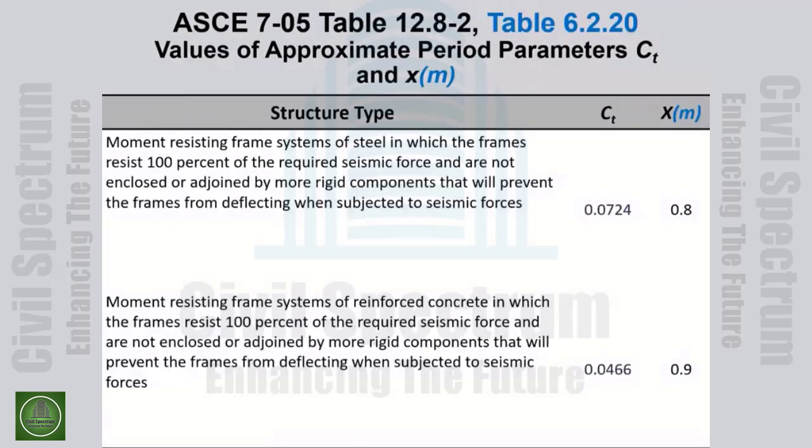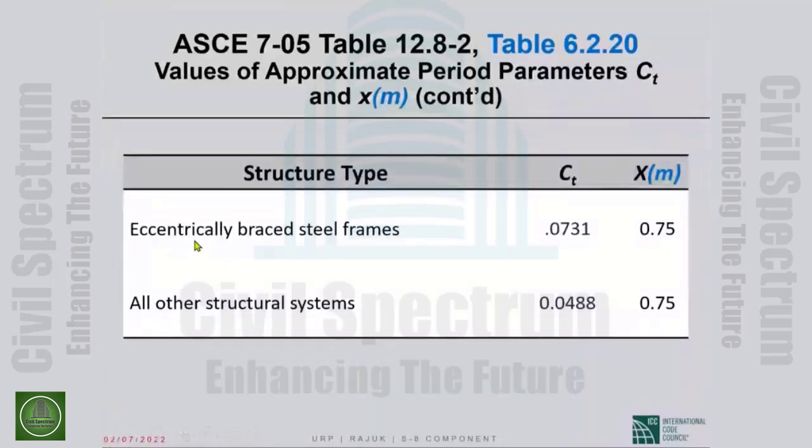Okay, the values of C sub T and X are given. There is a set of values for moment resisting frames of steel, a set of values for moment resisting frames of concrete, and then a set of values for eccentrically braced steel frames. And then for all other structures, concrete shear wall structures for instance, the C sub T and X are given. Okay, so in our units it is 0.02 height raised to the power 3/4.